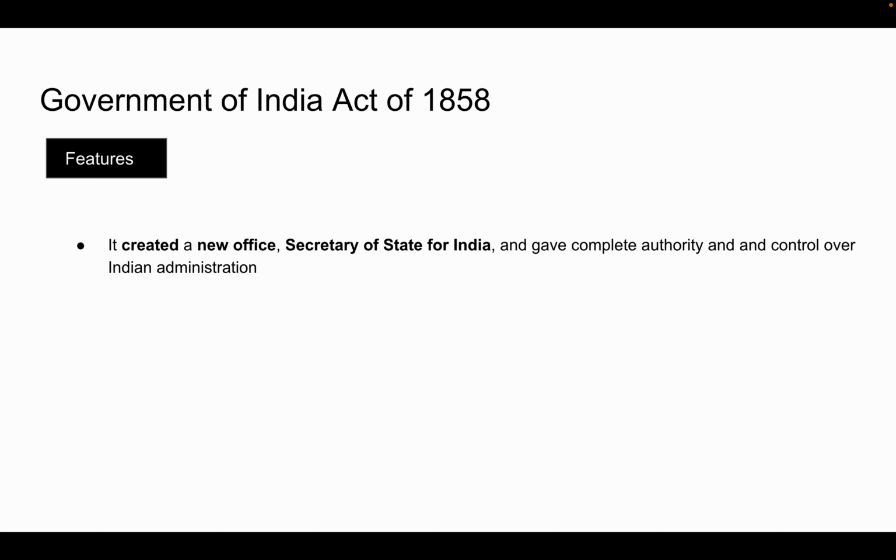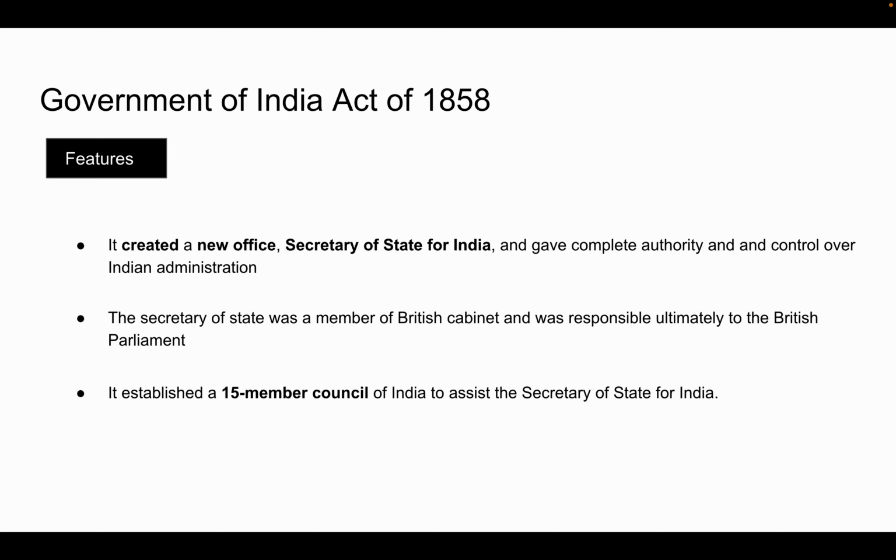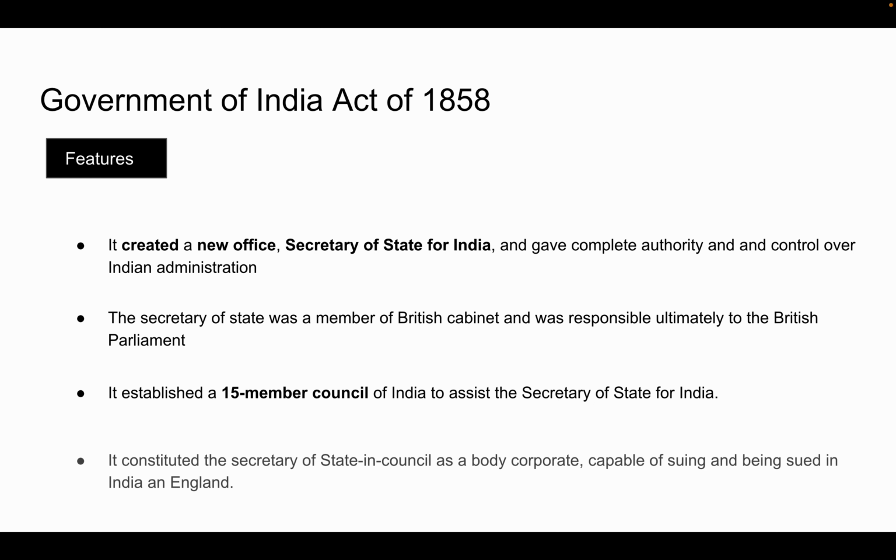Coming to more features, this act created a new office called the Secretary of State for India, which gave it complete authority and control over the Indian administration. The Secretary of State was a member of the British cabinet and was ultimately responsible to the British Parliament. This act also created a 15-member council which was going to help the Secretary of State, and the chairman of the council was the Secretary of State for India. Also, this act created the Secretary of State in Council as a corporate body. That means it could sue and be sued in India and England. So these were the features of the Government of India Act of 1858.